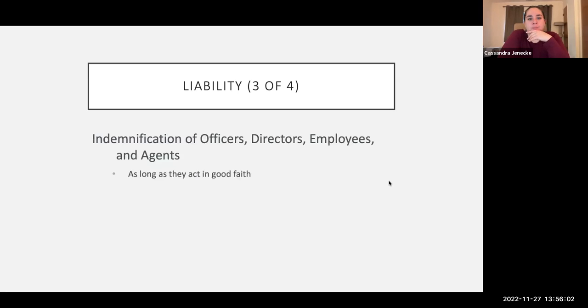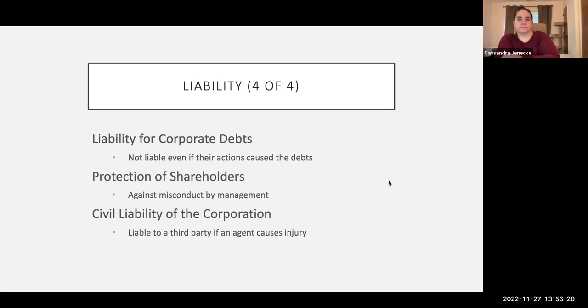Now, as long as your officers, directors, employees, and agents are acting in good faith, the corporation has to indemnify them. So even where somebody's found liable for something, if they acted in good faith, then the corporation is the one that's on the hook, not the employee, not the officer, not the director, not the agent. And then lastly, the corporation is going to always be liable for its own debts, even if their actions cause the debt, right? And by their actions, I mean employee, agent, officer, director.